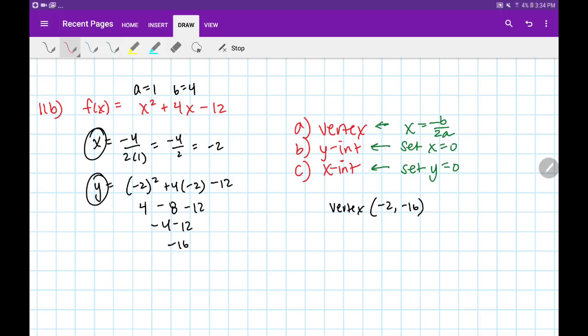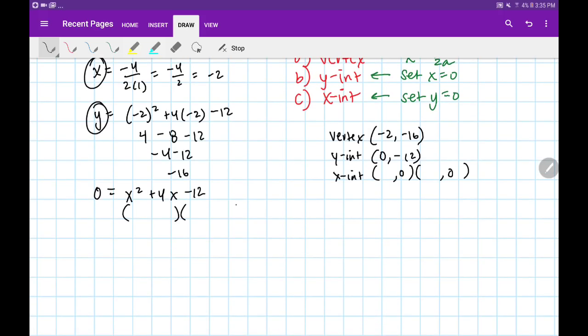Next, I'll find my y-intercept. For the y-intercept, set x equal to 0, and you'll notice you're left with (0, −12). And for your x-intercept, so we know our y value is 0, and if I actually show the work, I'll realize, oh, I need to factor that. And those numbers should be positive 6 and negative 2. So x equals negative 6 actually, and positive 2.